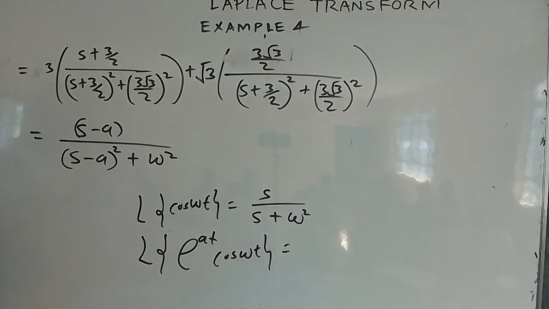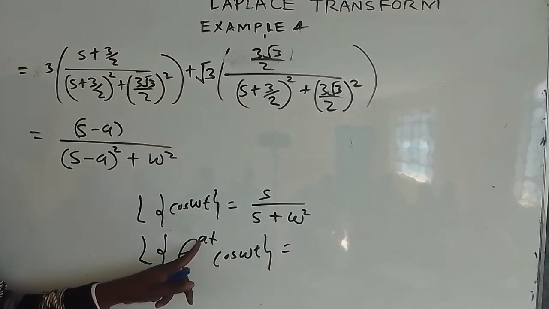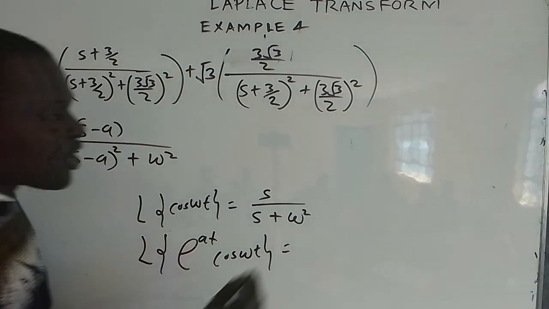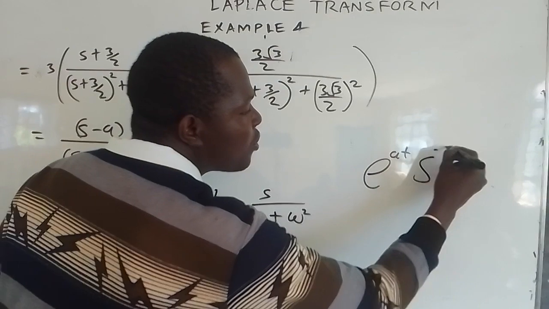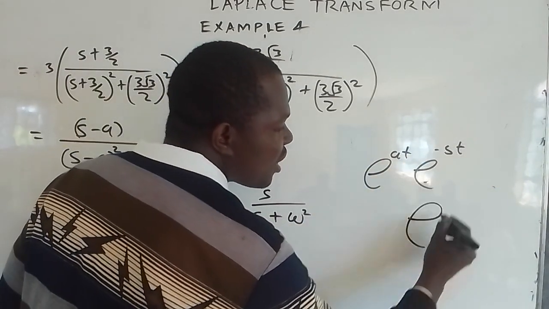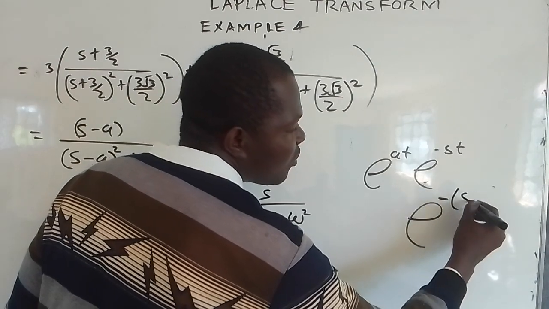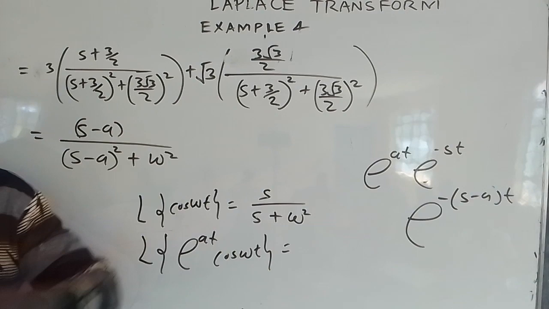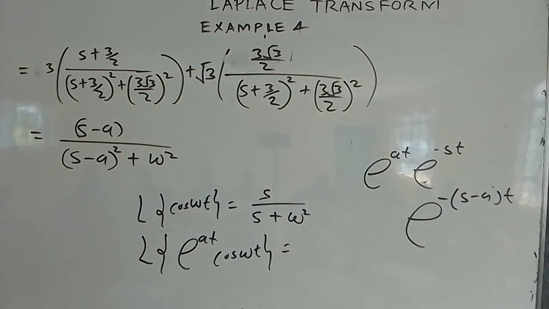Then we went ahead, when you introduce exponential at times cos wt. Are you seeing the way I'm moving stepwise? So when you introduce exponential at, meaning it's going to be s minus a. Where there is s, you put s minus a. Because when you put exponential minus at in the Laplace transform, it is the same base. If you factorize out negative, you remain with s minus a into t. Meaning where there is s, you now put s minus a. Are you seeing that? Are we together?